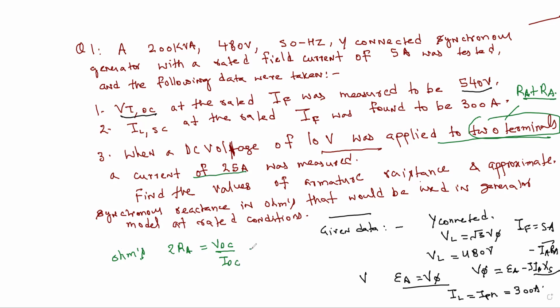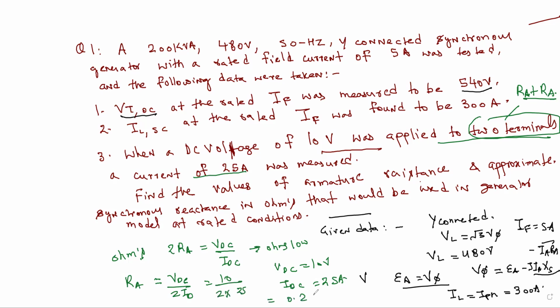This is as per Ohm's law. VDC is mentioned as 10 volts, and IDC is 25 amps. So you can get RA: RA would be equal to VDC by twice IDC. Just substitute the values: VDC is 10, 2 into 25 is 50, so that would be equal to 0.2 ohms. So you got the value of RA.